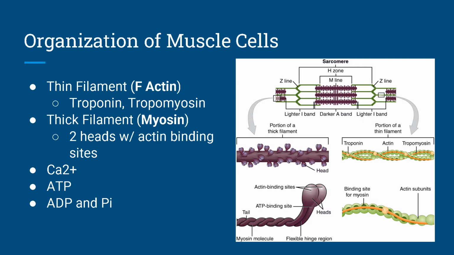In addition to these components, calcium is also used. ATP is also used as energy to power the muscle contraction, which is later hydrolyzed into ADP and Pi.